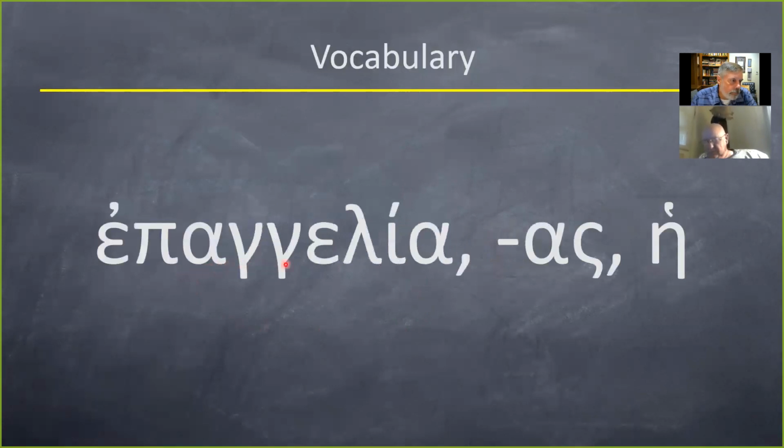Now here you have the double gamma. Remember the double gamma, the first one's going to be pronounced with an n sound, right? So epangelia, epangelias, hē. Is this masculine, feminine, or neuter? It would be feminine. So this is feminine because of the stem ending in the nominative with no case ending. Its genitive form is epangelias, and we have the feminine article hē with rough breathing, and it means promise.